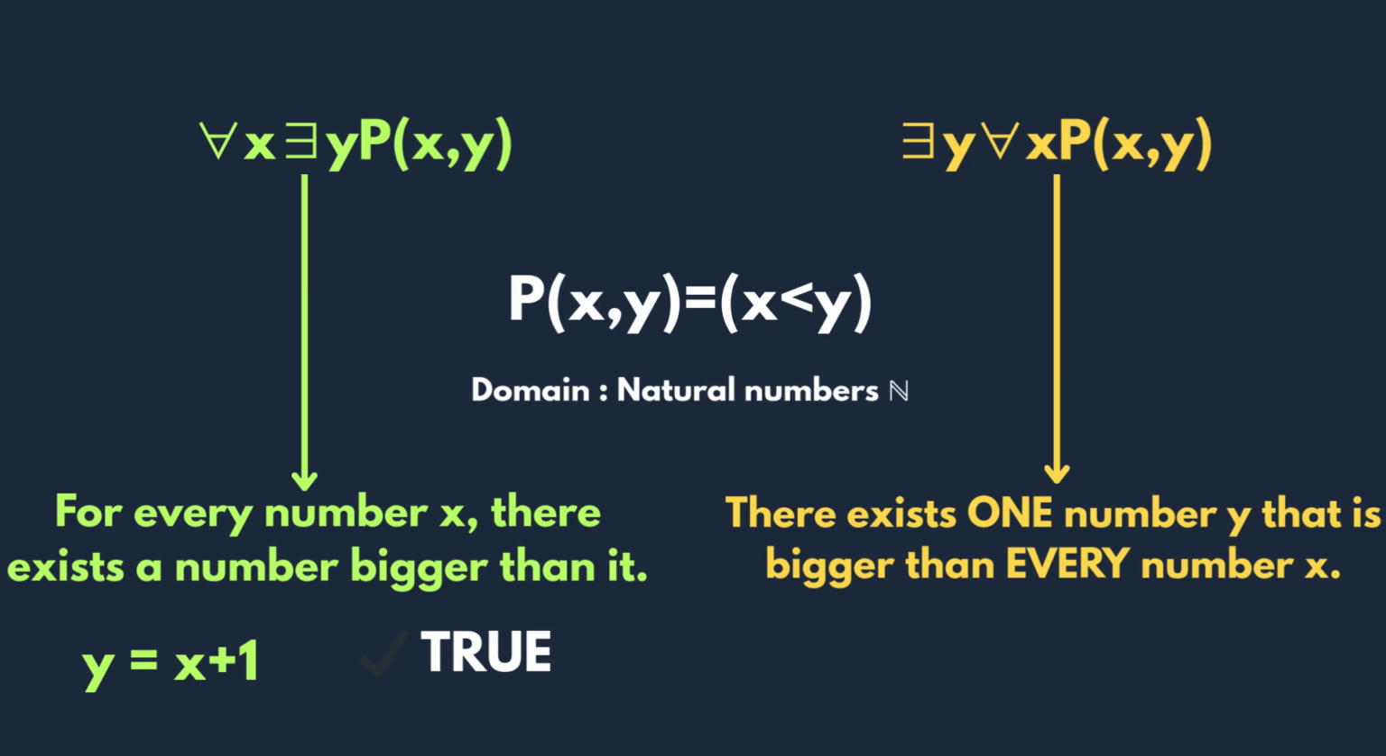And for case 2, this means there exists one number y that is bigger than every number x. Is that possible in natural numbers? No. There is no biggest natural number. So this is false. Hence, just swapping quantifiers completely changes the truth.